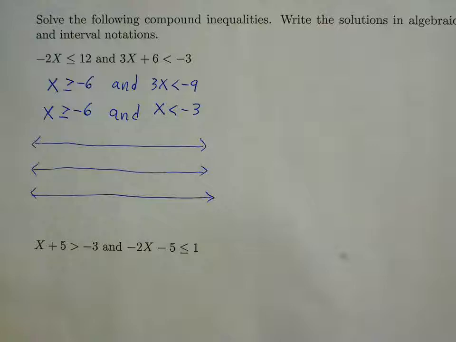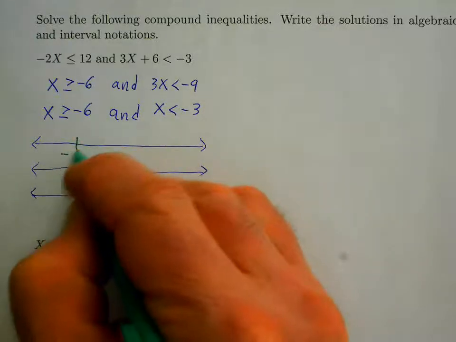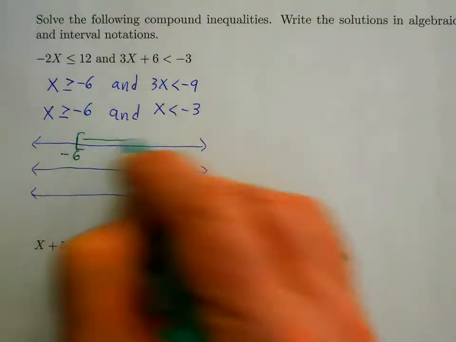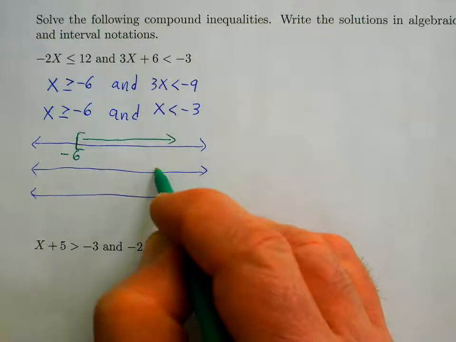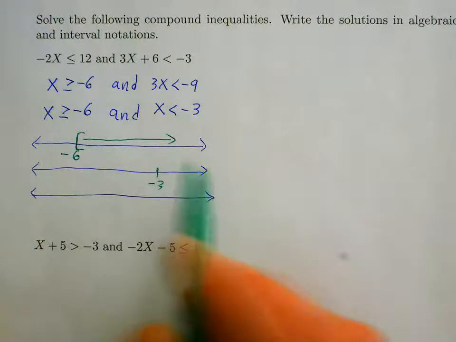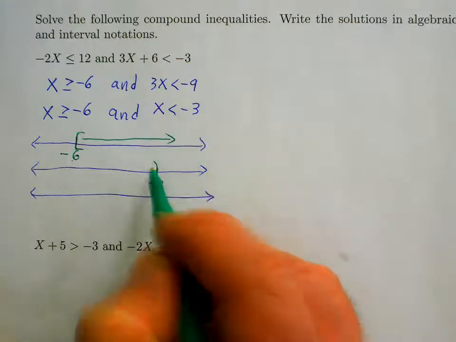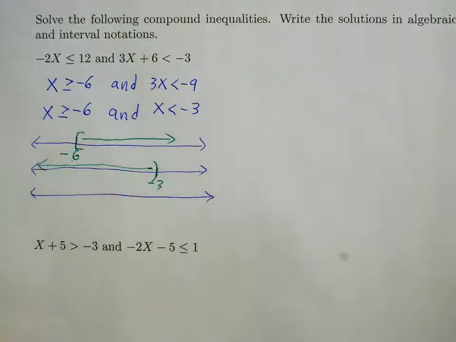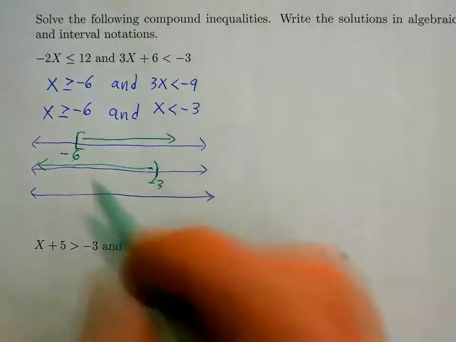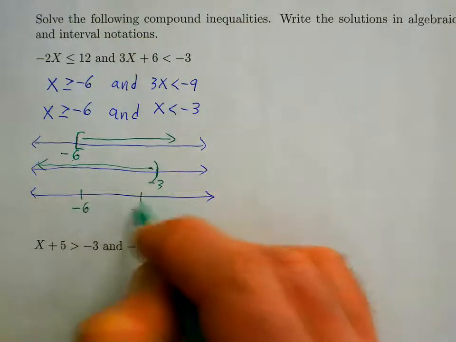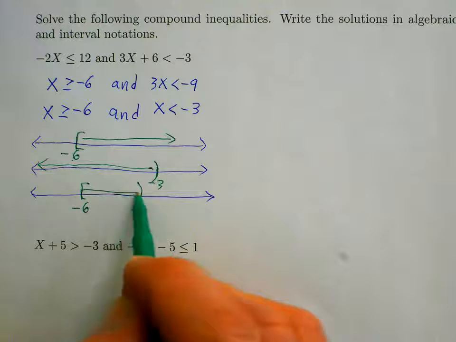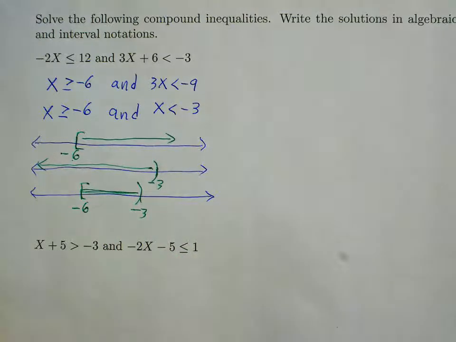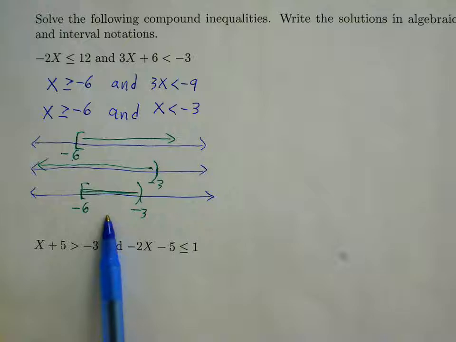Okay, if x is greater than or equal to negative 6, then on the number line, put a bracket at negative 6 and shade to the right. On the other line, if x is less than negative 3, negative 3 is to the right of negative 6. So we have a parenthesis at negative 3, and we shade to the left. The overlap from negative 6 to negative 3 has a bracket at negative 6 and a parenthesis at negative 3. So there's an overlap that's not empty.